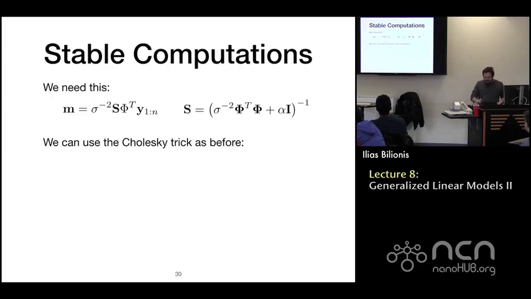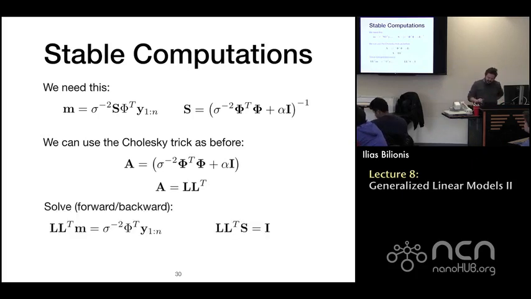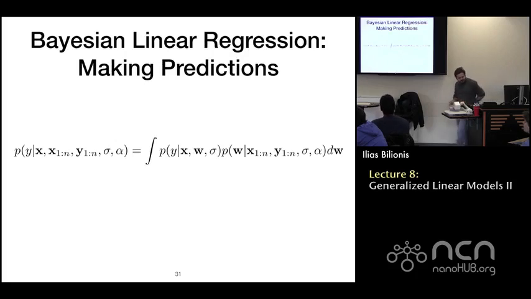Anyway, and again, you need to do the computations in a stable way, and the way you do it is by the Cholesky decomposition, and you'll get the chance to play with that. Okay? So this is the posterior of our weights. It turned out to be Gaussian, and now we are in a position to start making predictions.